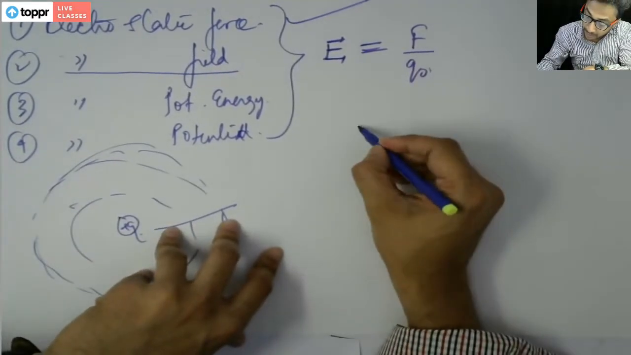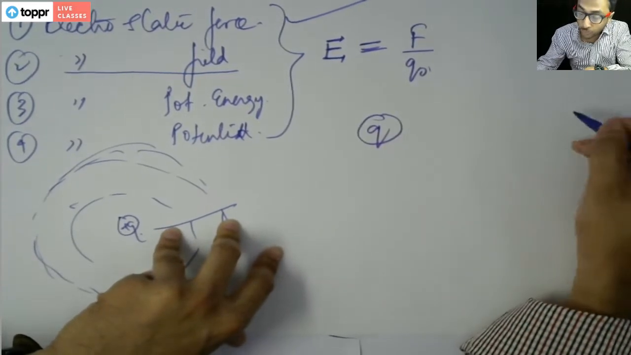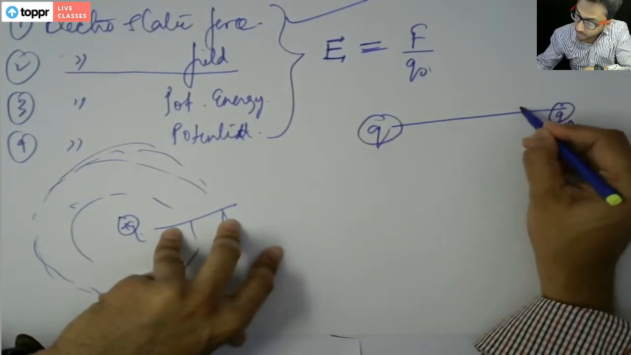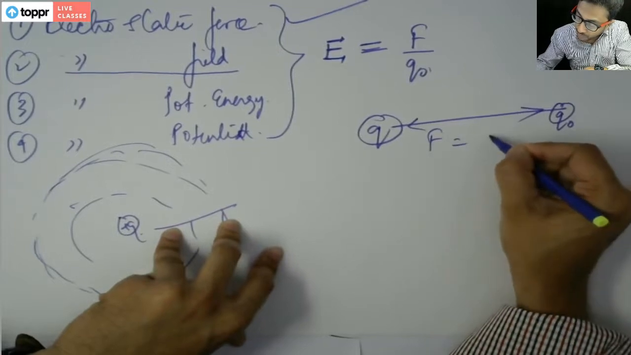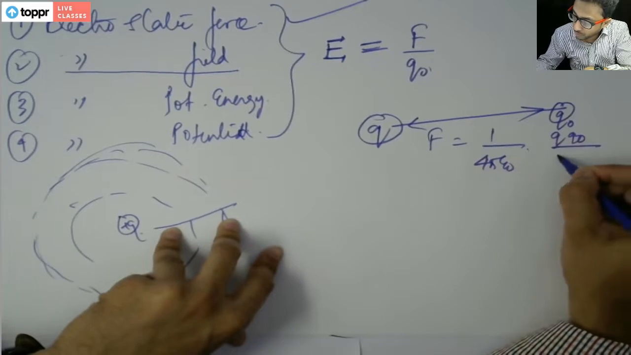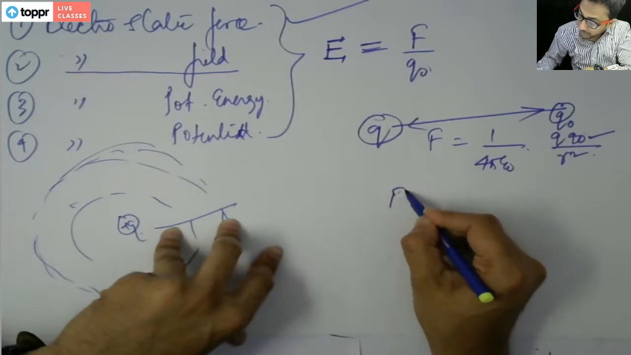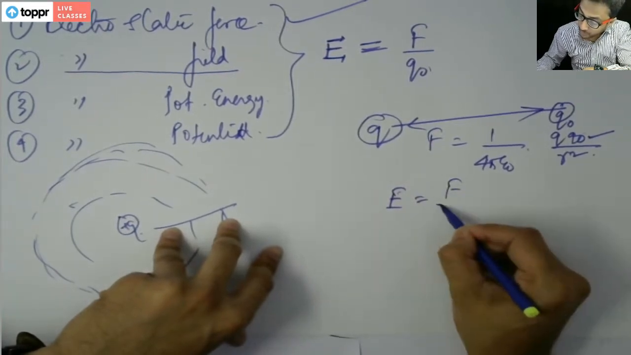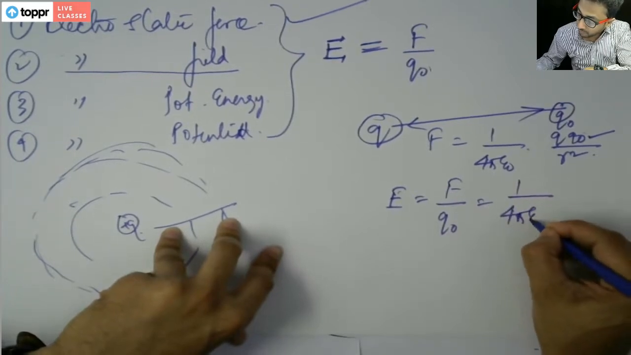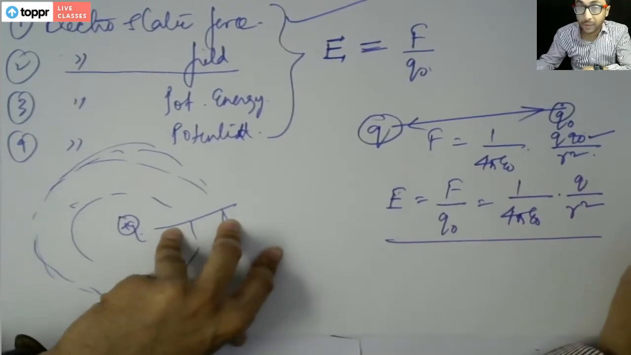Now see, suppose there is a charge q and there is another test charge q0. What is the force of repulsion? Force of repulsion is 1 by 4 pi epsilon 0 q q0 by r square. Now, if I divide by q0, then electrostatic field will be E equals to F by q0, which is 1 by 4 pi epsilon 0 q by r square.